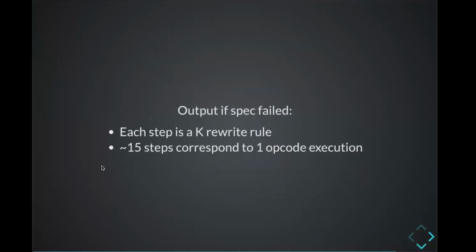So if a spec cannot be proved, we get some information. In particular, we get a bunch of steps. Now, each step is a K rewrite rule. Usually about 15 steps correspond to one EVM opcode execution for simple opcodes. The reason for this is that, as we saw in the previous presentation, there are a bunch of internal opcodes that the EVM uses.